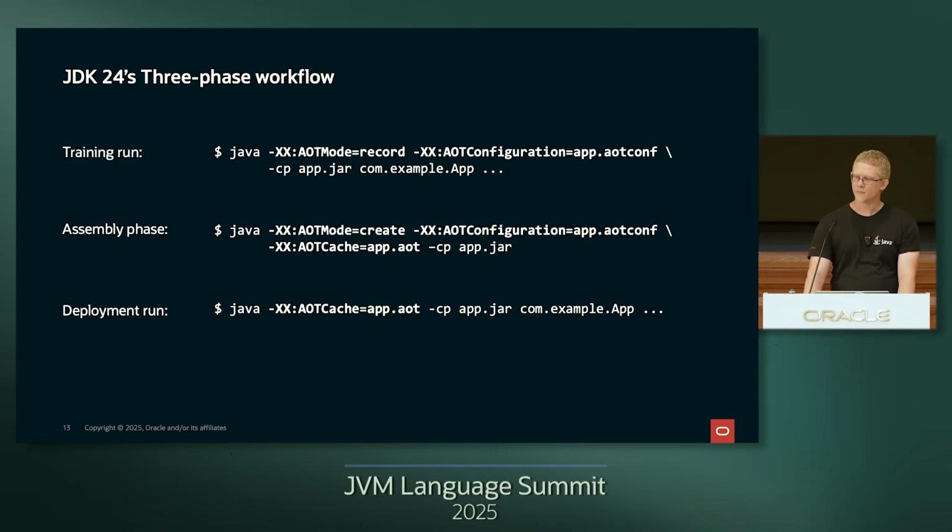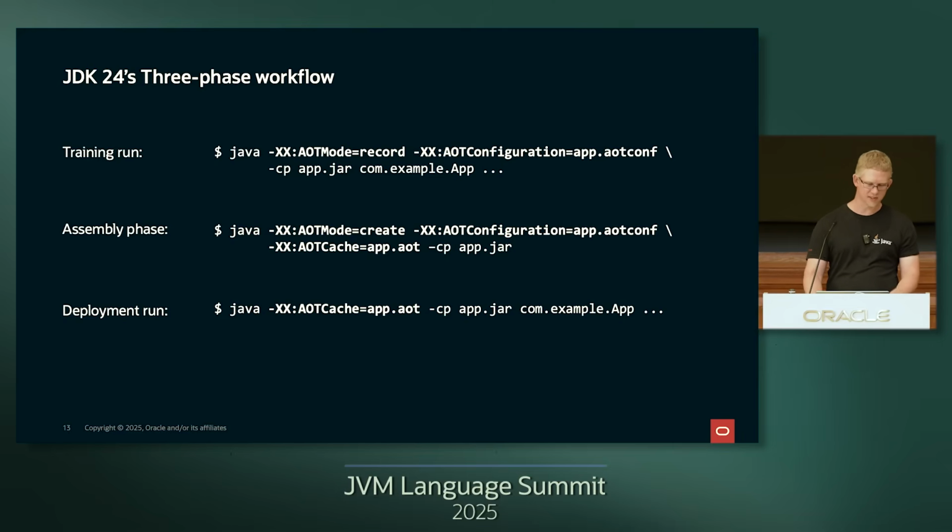And the way this works is in your training run, you say -XX:AOTMode=record, and you record your observations into the AOT configuration file called app.aotconfig. Then you take that set of observations in that AOT configuration file and you run what's called the assembly phase. And in that we say our mode is create. So we're going to create a cache by reading the configuration in the assembly phase, and we're going to write that out into the AOT cache called app.aot. And then our deployment run, we're going to run using that cache.